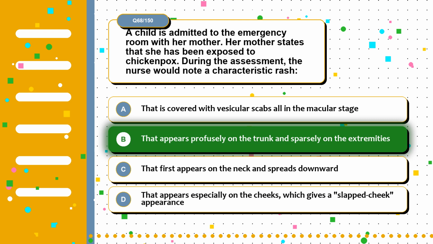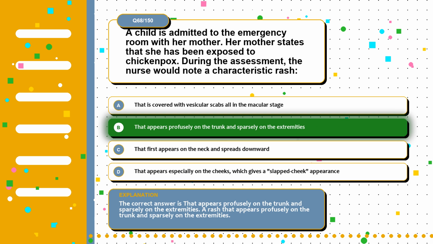The correct answer is option B. That appears profusely on the trunk and sparsely on the extremities. A rash that appears profusely on the trunk and sparsely on the extremities.